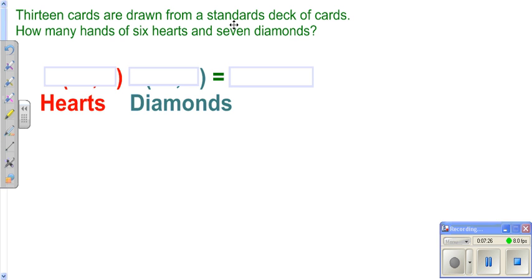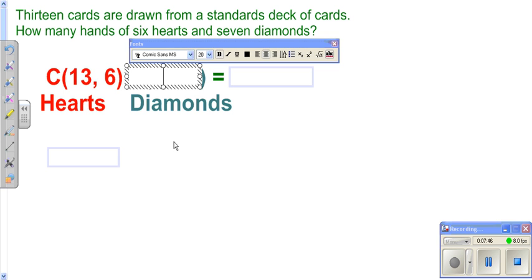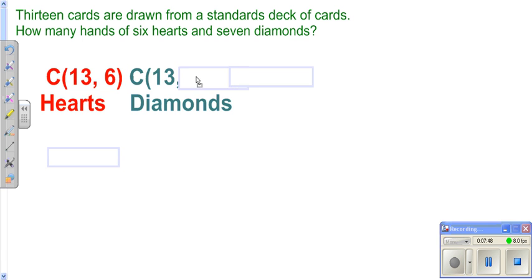13 cards are drawn from the standard deck of cards. How many different ways can 6 hearts and 7 diamonds be selected? Well, the order in which you select them from the deck of cards into a hand doesn't make a difference, so it's a combination. You have a total of 13 hearts to choose from, and you're selecting 6 of them. Diamonds, you have 13 diamonds to choose from, you're selecting 7 of them. And so then you could type it into your calculator just like I showed you on the last slide.